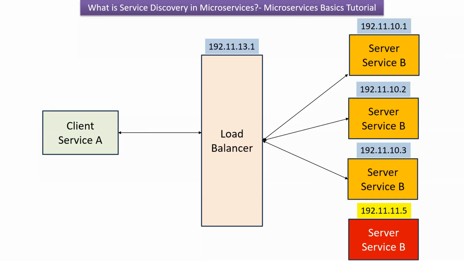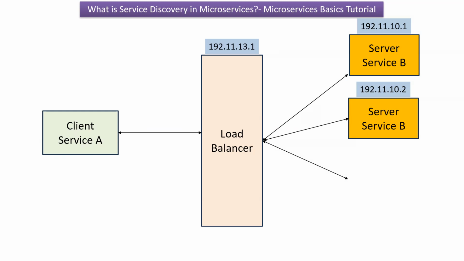Suppose the load on service B is even higher. In that case, a new service B instance will be added and deployed on a new physical machine, and it will have an IP address. The load balancer doesn't know that the new instance was added or what its IP address is. So the load balancer doesn't know it has to route to the new instance, and this is the problem.